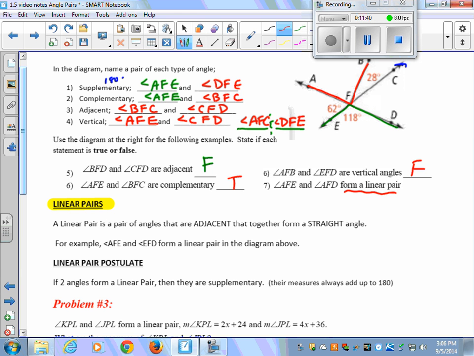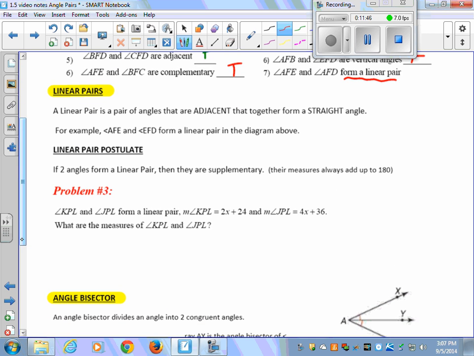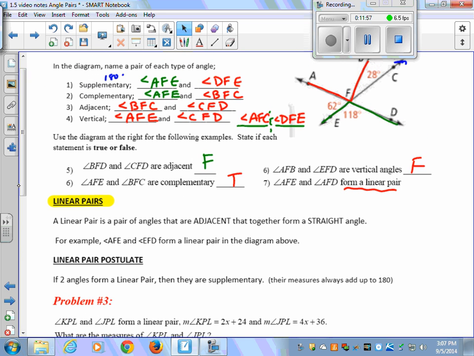And AFE and AFD form a linear pair. Ooh, we didn't learn about linear pair yet, so we'll skip that one for now. A linear pair is a pair of angles that are adjacent and together form a straight angle. So, in the diagram here, AFE and EFD form a linear pair. AFE, this angle right here, when we put it next to the other one, they form a linear pair. Together, they make a straight angle.